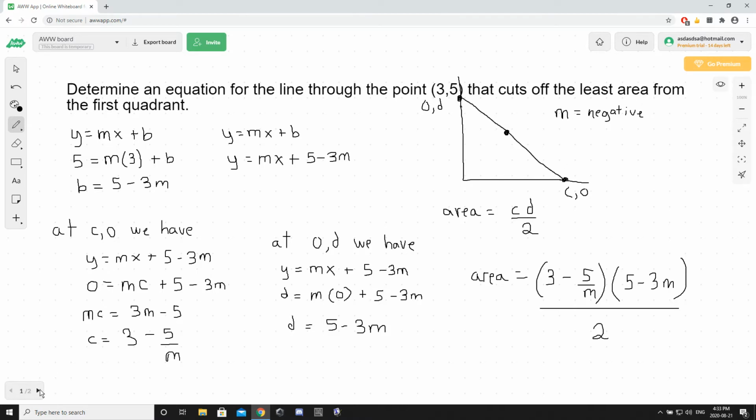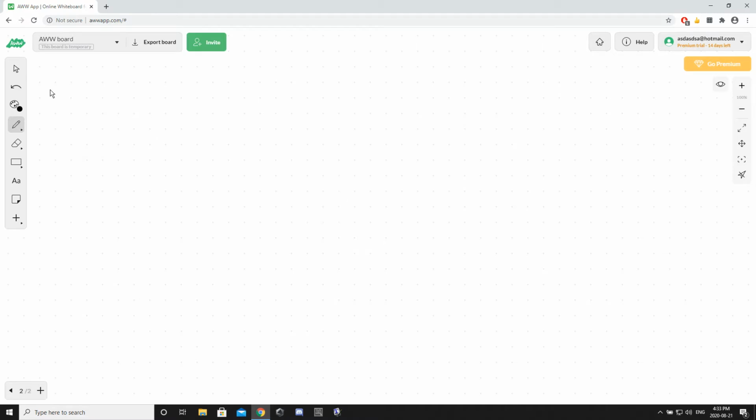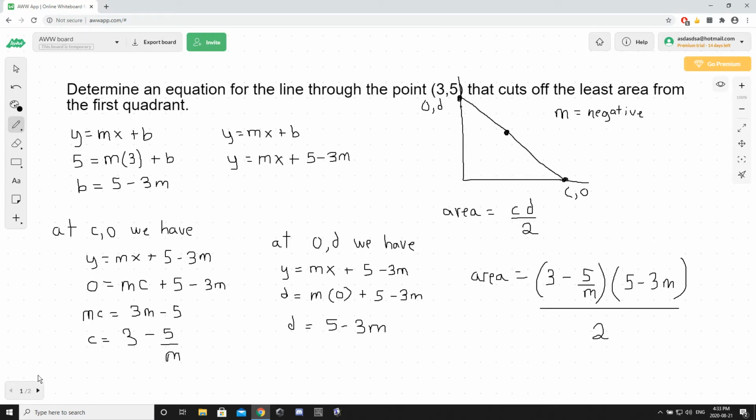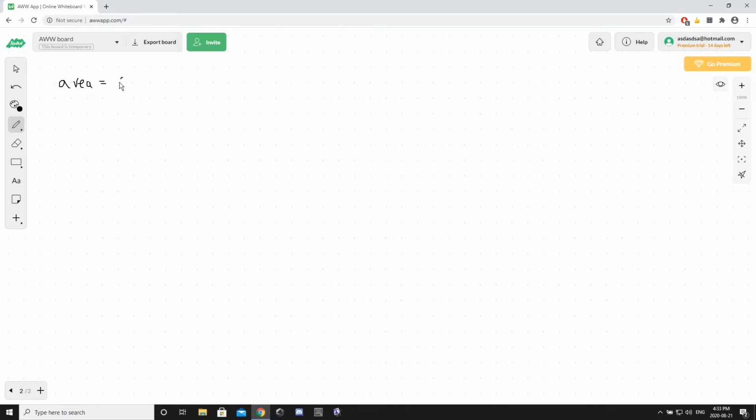All right, so let's expand that equation first. I don't want to lose you guys too quickly here. So the area equals, just expanding this, 15 minus 9m minus 25 over m plus 15, all of that over 2.